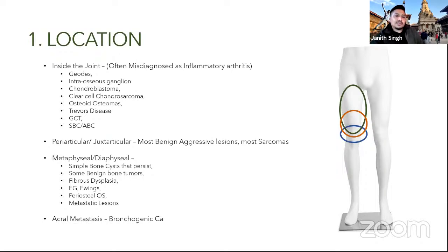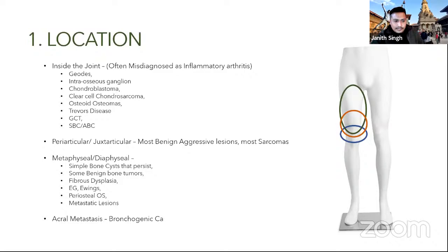Osteoid tumors can also cause pain. Traverse disease, GCT, SBC, ABC, anything that is small, that does not have a soft tissue component to it, and is around the condylar region near the joint, can often mimic inflammatory pathologies.